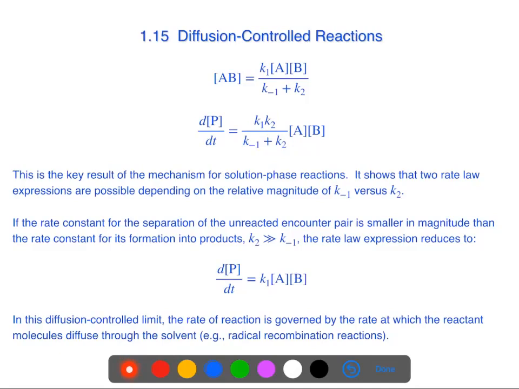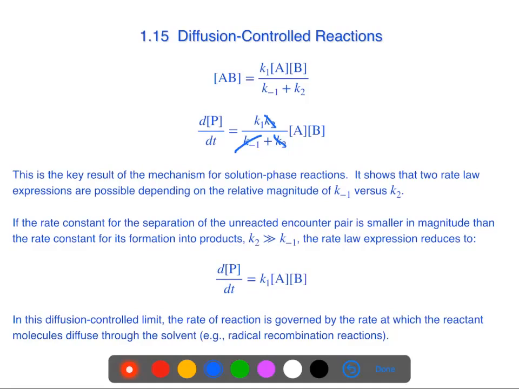If k2 is much greater in magnitude than k minus 1, then this term is going to be relatively small. As a result, we can see cancellation of k2 as well in the numerator and denominator. And that leads us to a simplified or reduced form, k1 times the concentration of A and B. We refer to this limit as the diffusion-controlled limit, in which the rate of reaction is governed by the rate at which the reactant molecules diffuse through the solvent.